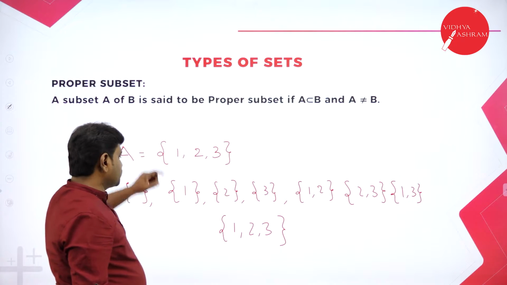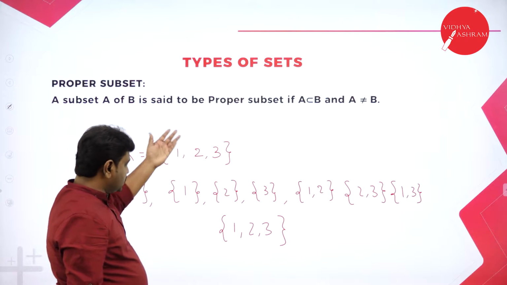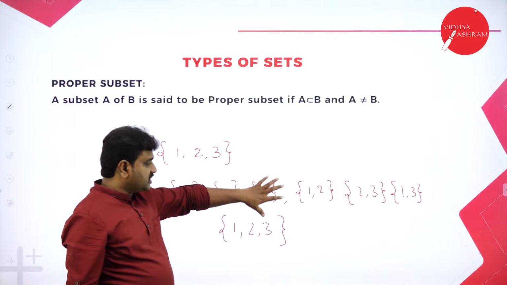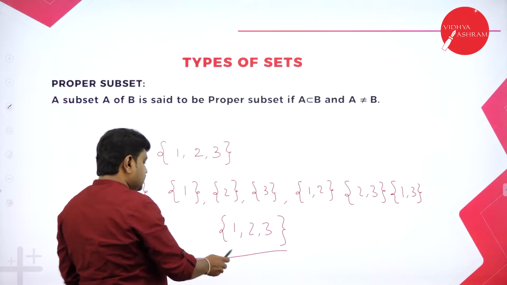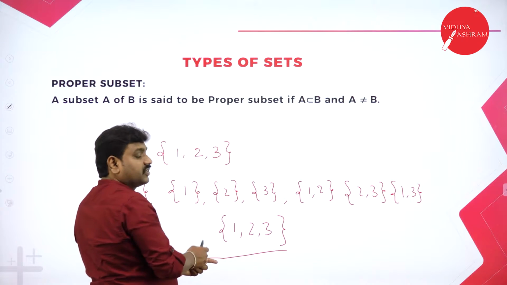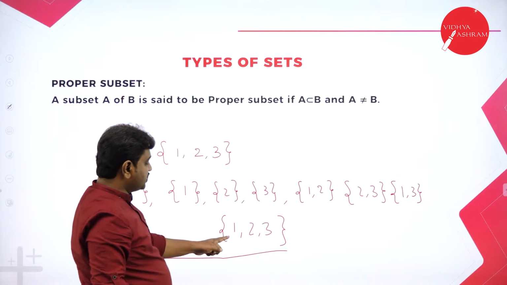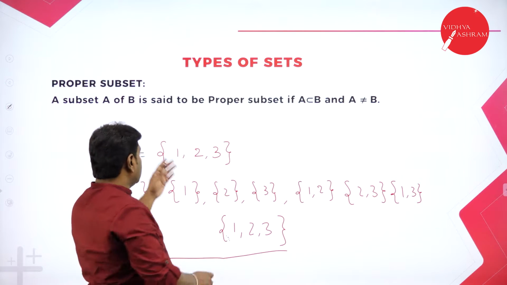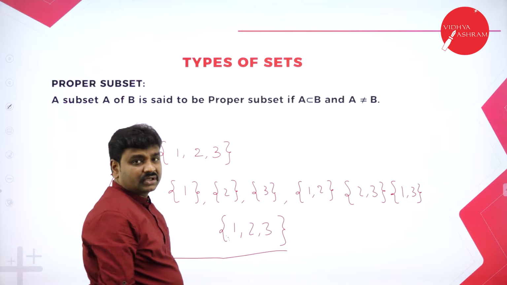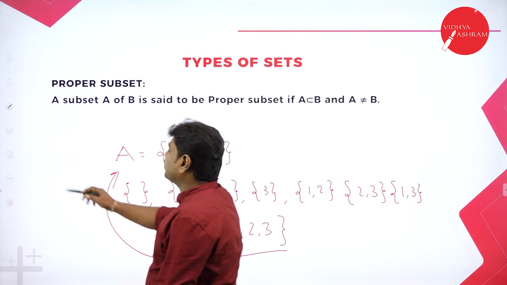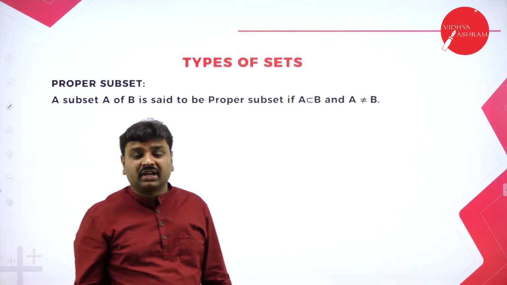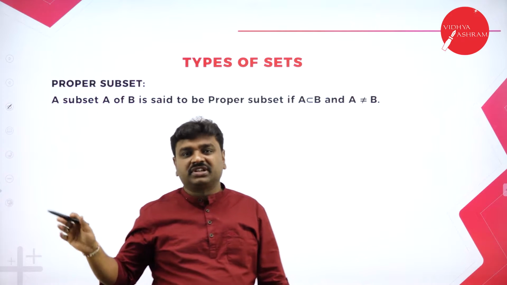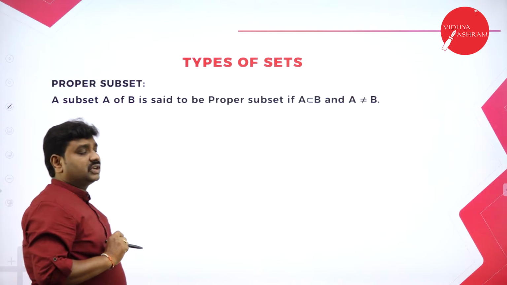So the empty set is a subset, a set containing only one element is a subset of A, and here 1 2 3 is also a subset of A, but this is itself. So this is not a proper subset, this is an improper subset, because this set and this set are both the same. Now, what is meant by a proper subset? A proper subset should be a part of the big set and also should not be equal to the given set.